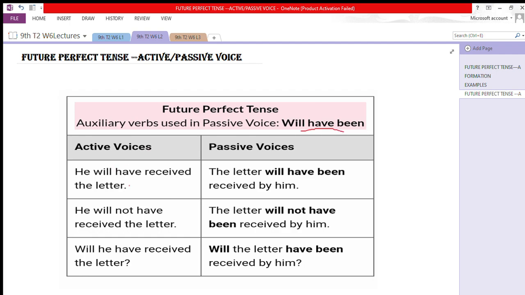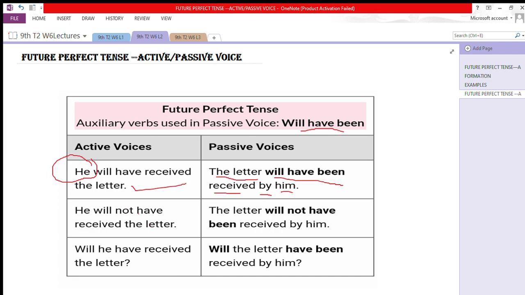He will have received the letter. When we change the voice, the subject becomes the object and the object becomes the subject. Now see, the letter is the object, but here it will be changed into subject. We use helping verb will have been if the sentence is affirmative. Past participle remains as it is. We add a preposition by and the subject changes into object, and the objective case of he is him. So the letter will have been received by him.